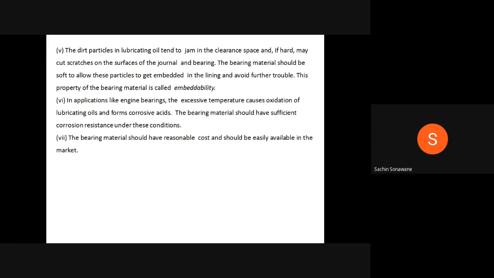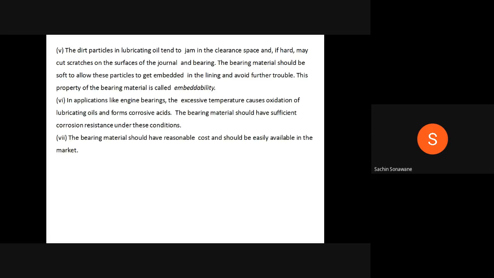Fifth, the dirt particles in lubricating oil tend to jam the clearance space, and if hard, may cut scratches on the surfaces of the journal and bearing. The bearing material should be soft to allow these particles to get embedded in the lining to avoid further trouble. This property of the bearing material is called embeddability.